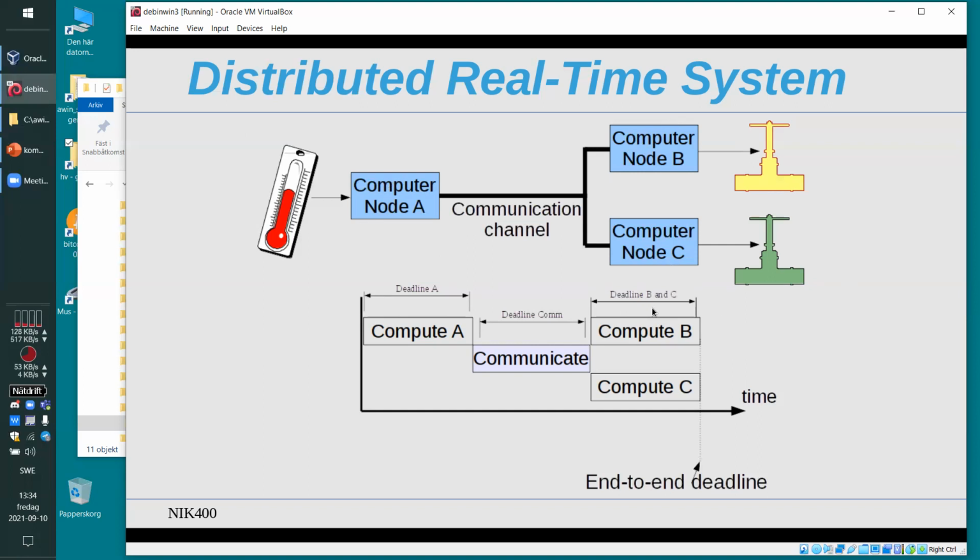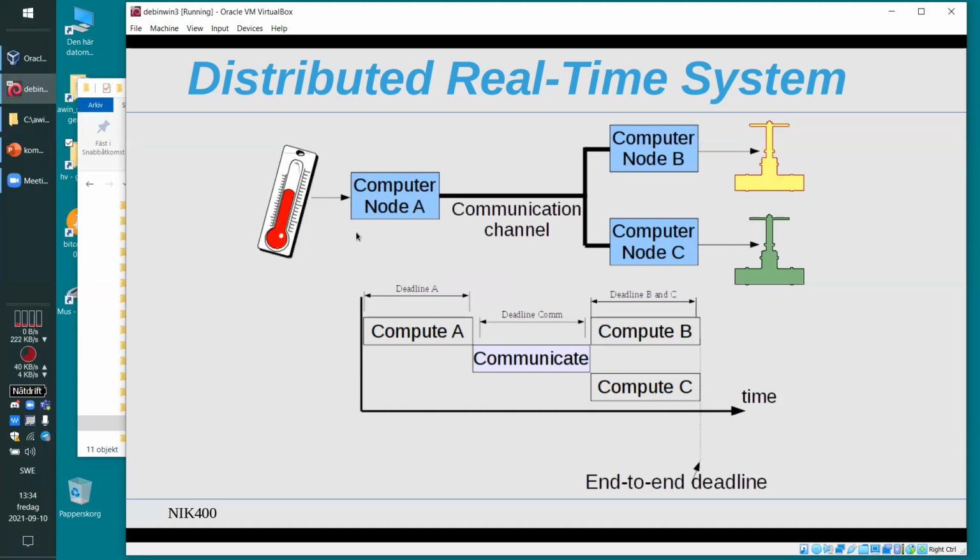That's very common when you design a system, that you tell the software developers for computer A here that you have 2 milliseconds to read the sensor and send the packet. That's it. And you must prove that you can meet these deadlines. That's a very important way of handling things.